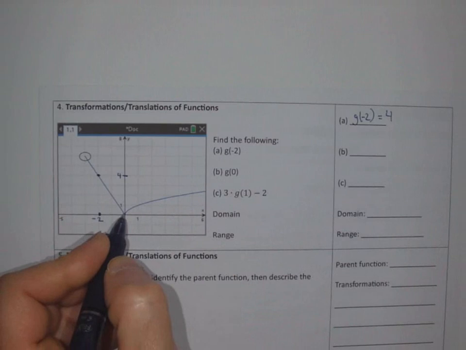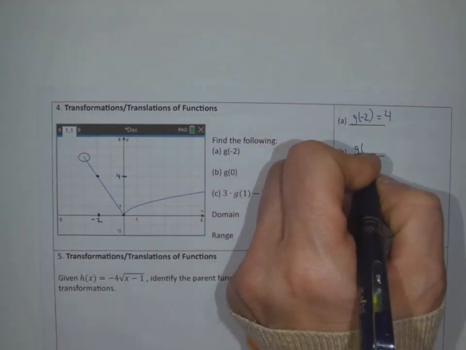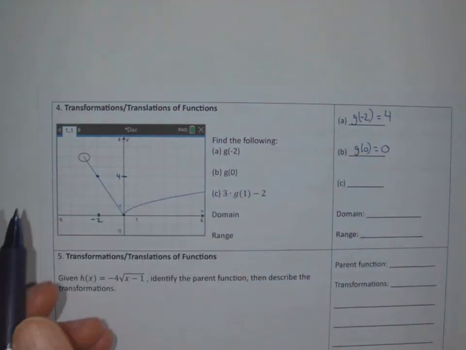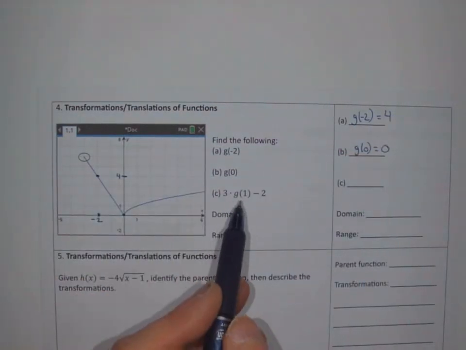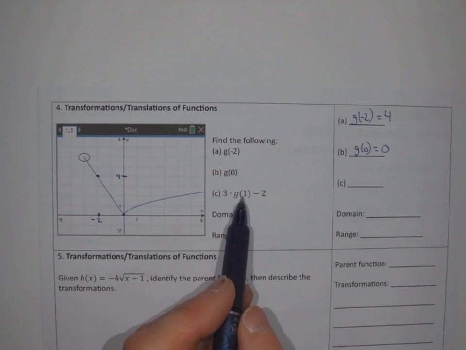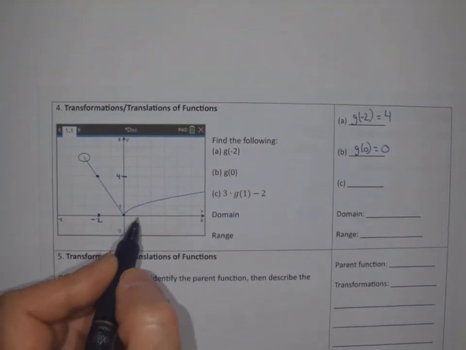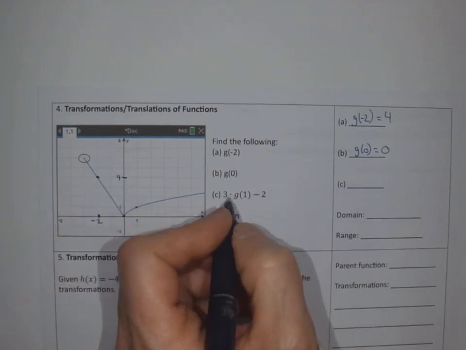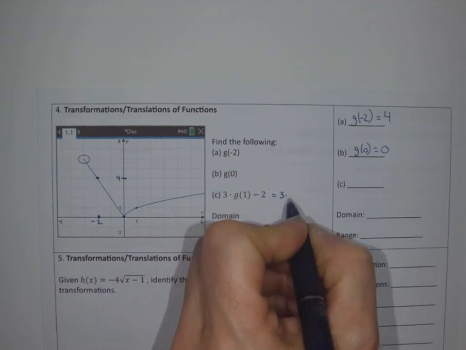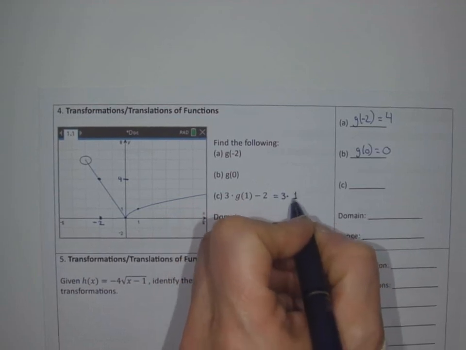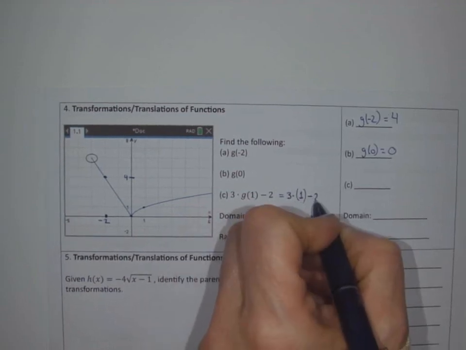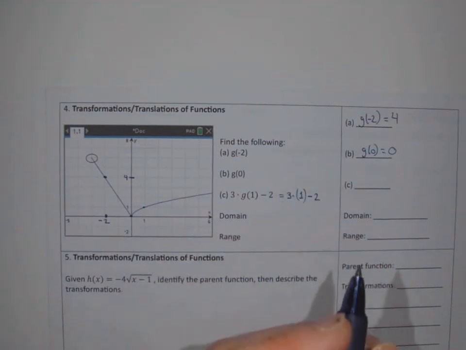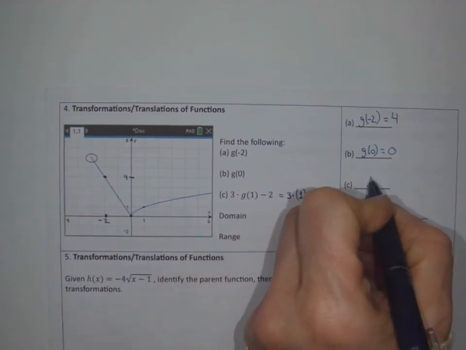B says find g of 0. Well, g of 0 will be the point here on the origin, and that y value is 0 also. So g of 0 equals 0. Then we need 3 times g of 1 and then minus 2. So let's find g of 1 first. So 1 is here. G of 1 is 1, right? So we're going to have 3 times g of 1, which we said was 1, and then minus 2. 3 times 1 is 3, minus 2 is 1, so that becomes a 1.